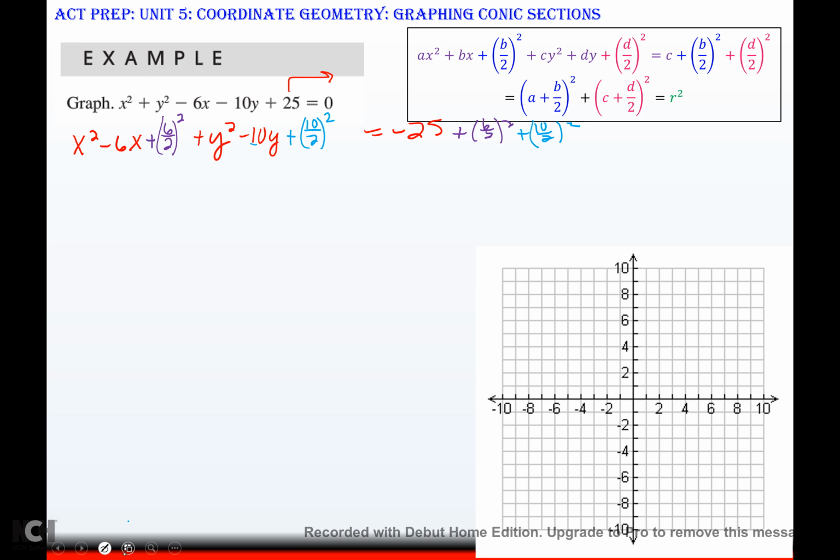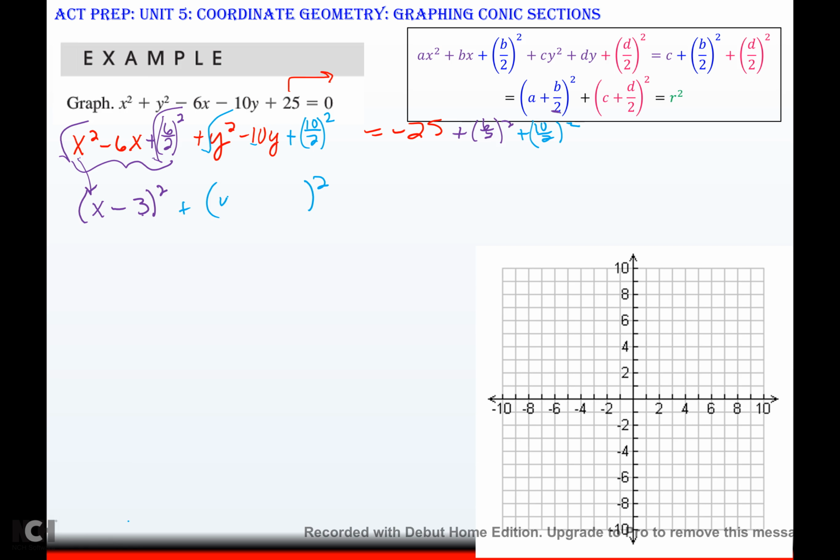Okay, so now once you've done that, you're ready to complete the square. This will factor into (x minus 3) squared. And the way you figure that out is the square root of this is x, the square root of this is 3. 6 divided by 2 is 3, squared is 9, the square root of 9 is 3. And that's what I mean by it's always going to turn out to be half of b, which in this case is 3.